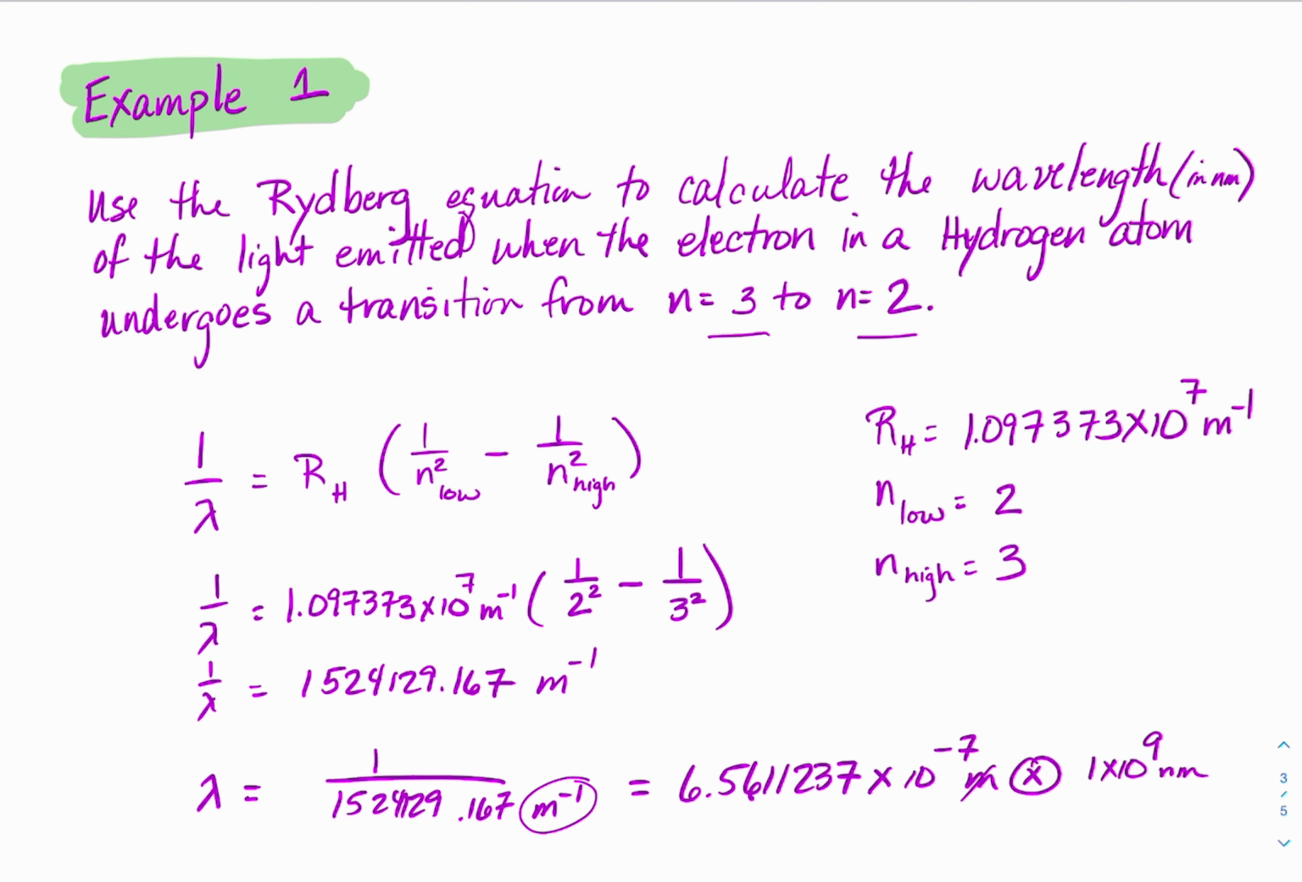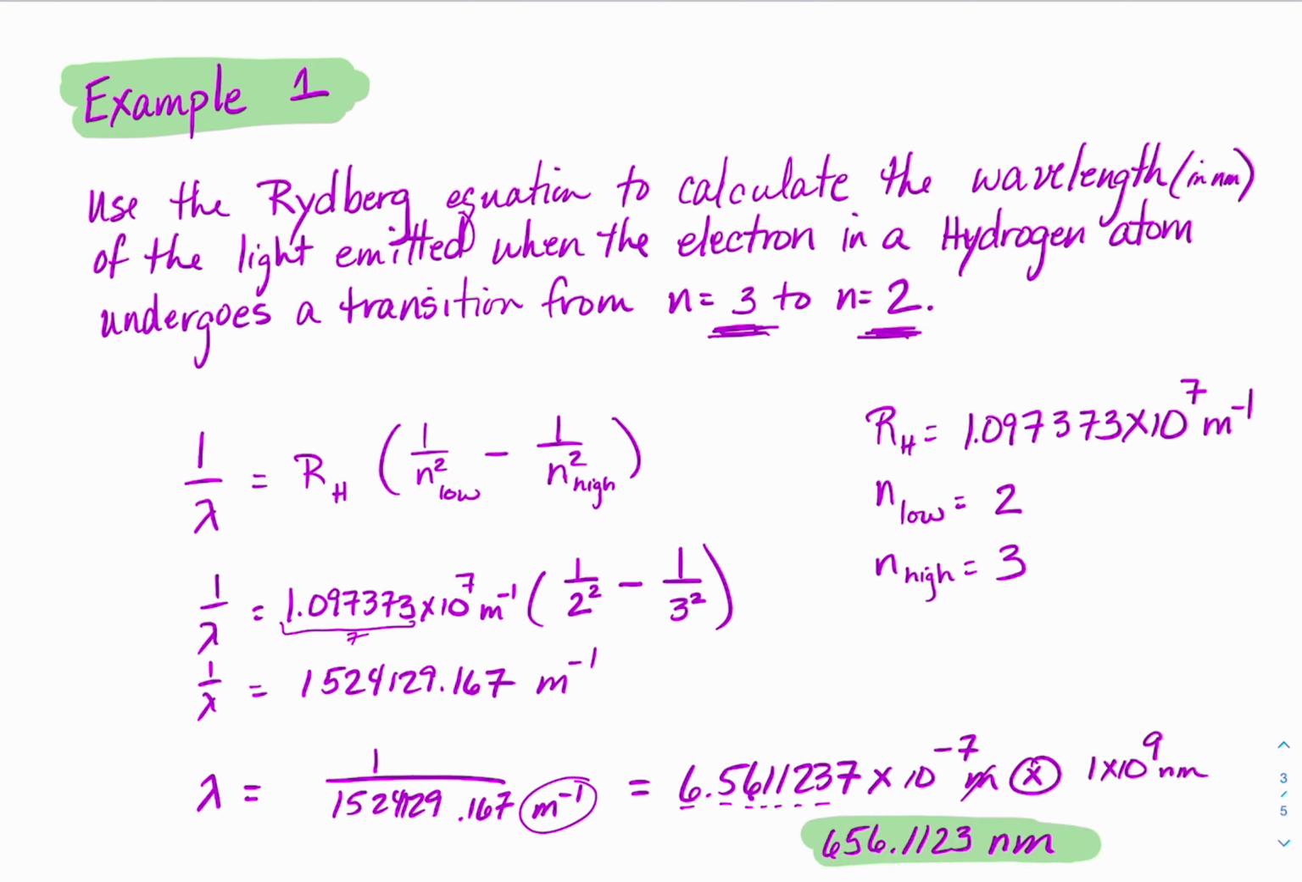And so if we're going to go with significant figures, we'll consider 2 and 3 exact values, but our value of Rydberg's constant is a total of 7 significant figures. So let's put our answer in 7 sig figs. So it's 1, 2, 3, 4, 5, 6, 7. So that means our value, when you put this in your calculator, ends up being 656.1123 nanometers.